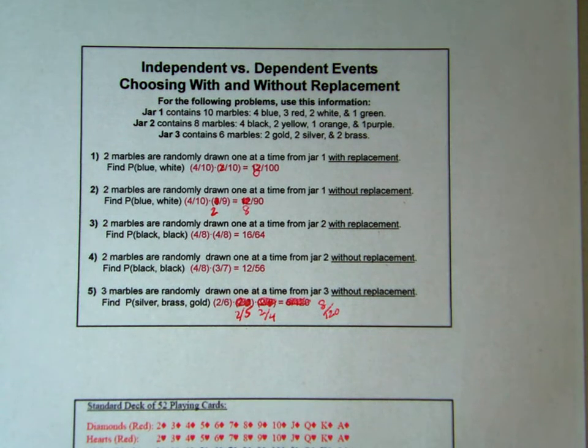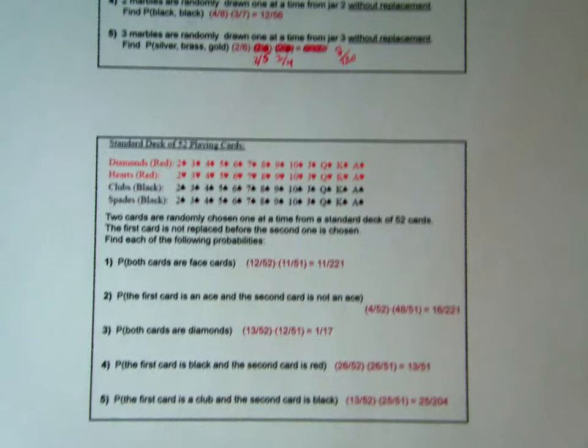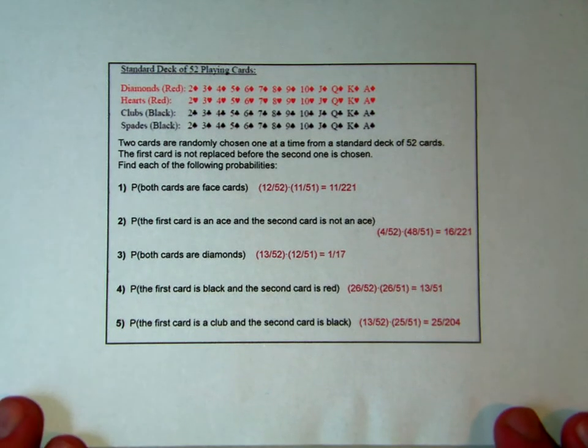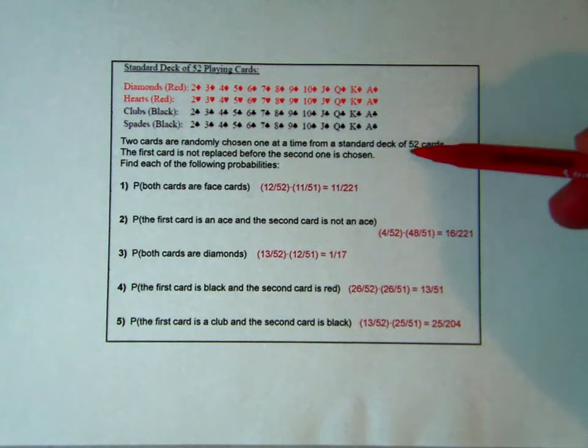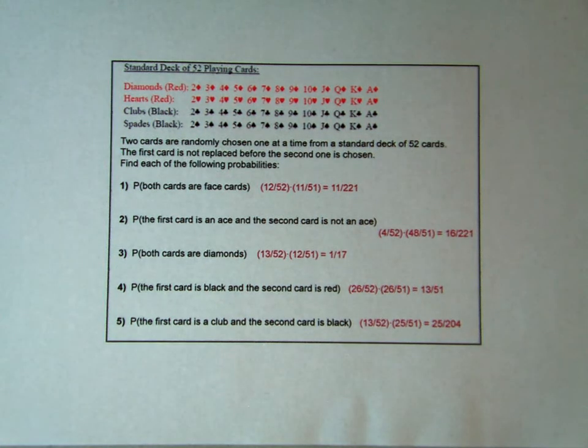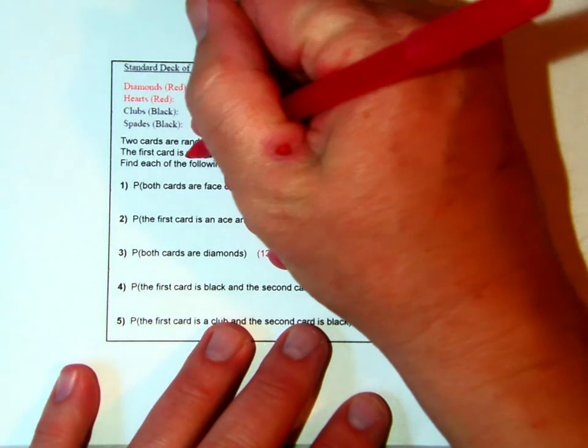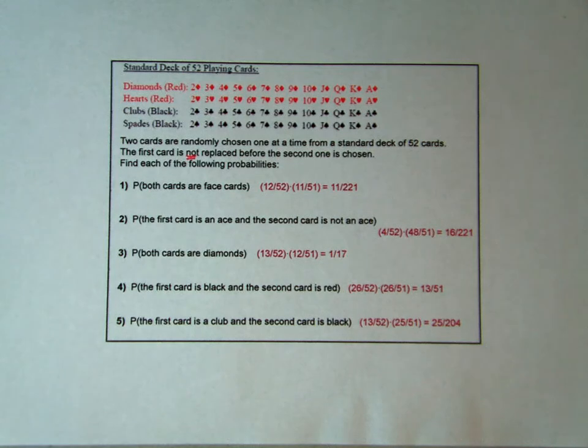All right, last slide. Let's put this in the context of choosing cards. Our prompt up top here is 2 cards are randomly chosen one at a time from a standard deck of 52 cards. The first card is not replaced before the second one is chosen. Find each of the following probabilities. So with replacement, our events are independent, which means we can just multiply the 2 probabilities as is. Without replacement means we have dependent events. That means we have to adjust the second probability based on what happened in the first one.